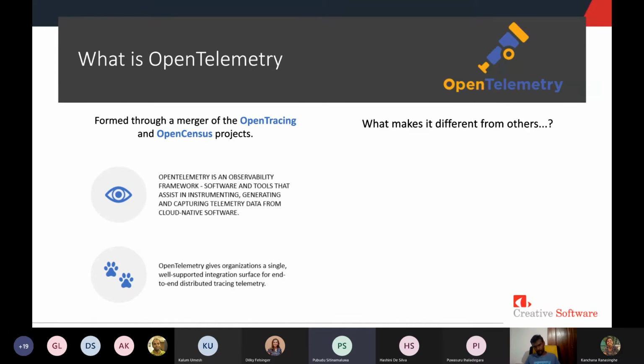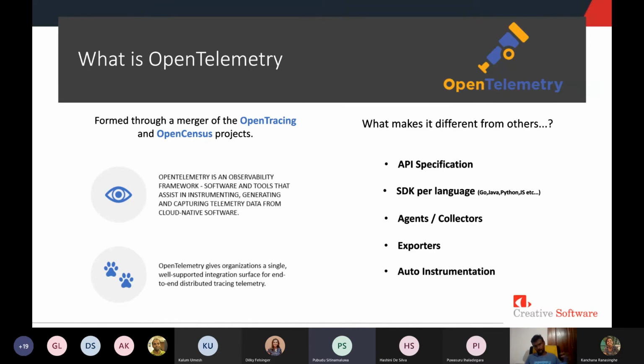I will explain a few concepts in OpenTelemetry. First of all, it has an API specification, which explains how tracing should be done, like how a span should be defined and how the context should be propagated. And then there are SDKs for a lot of languages, which are the implementation of the API specification.